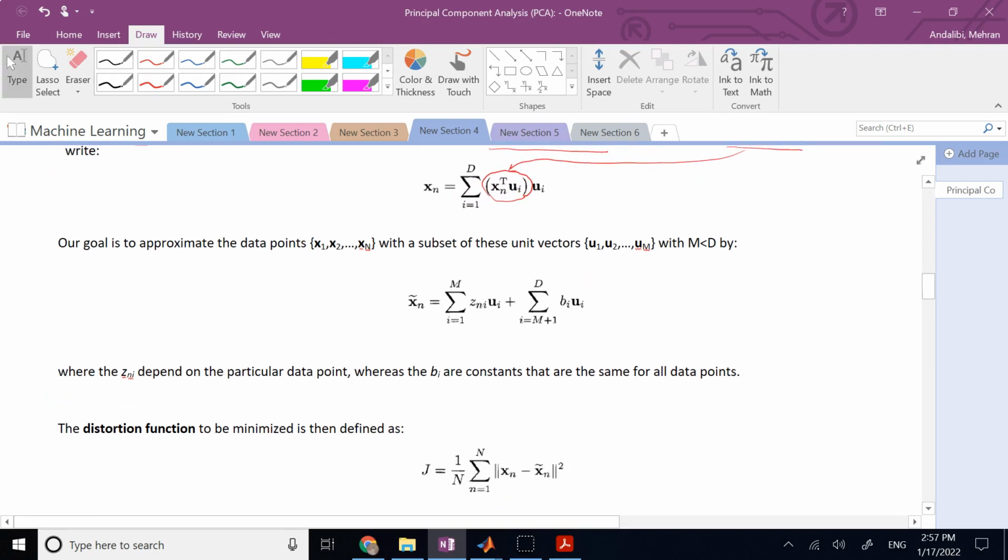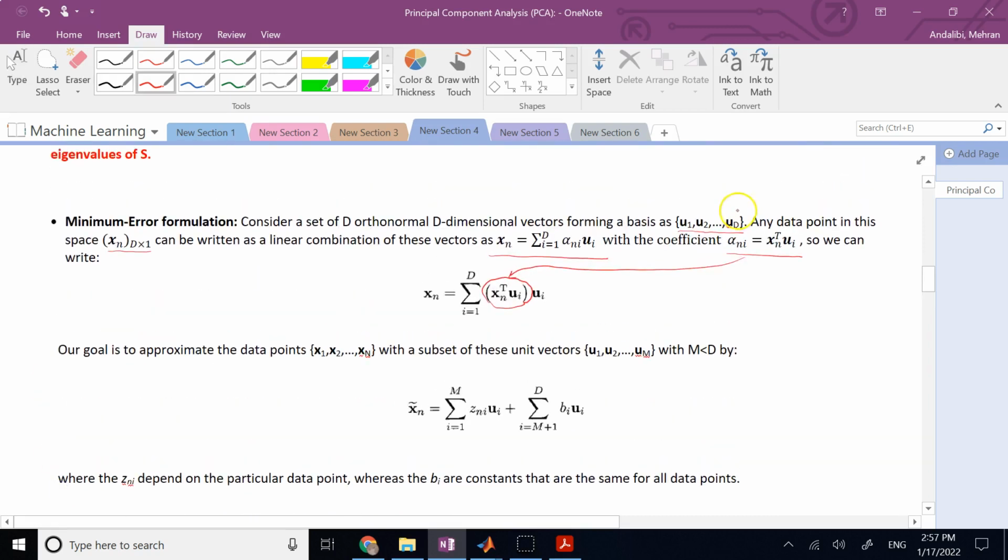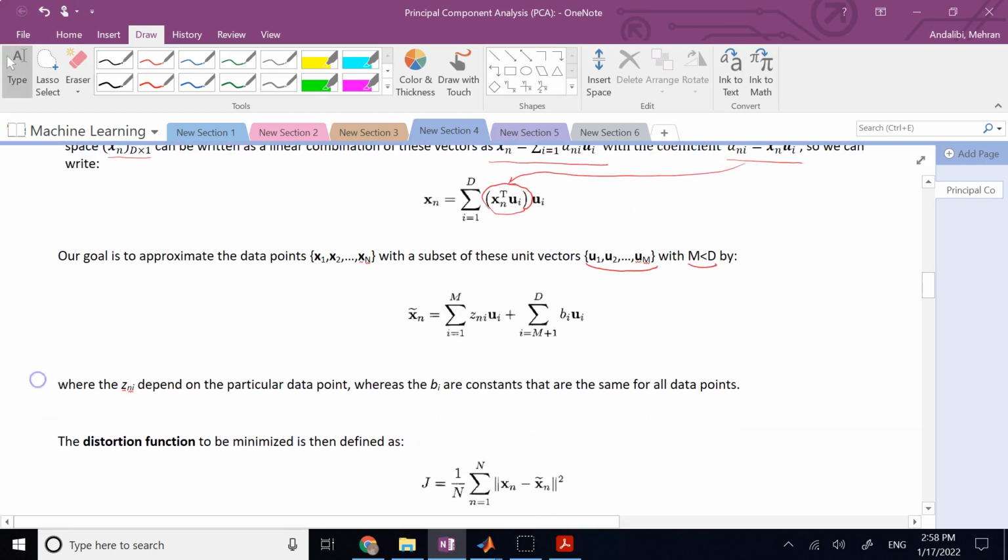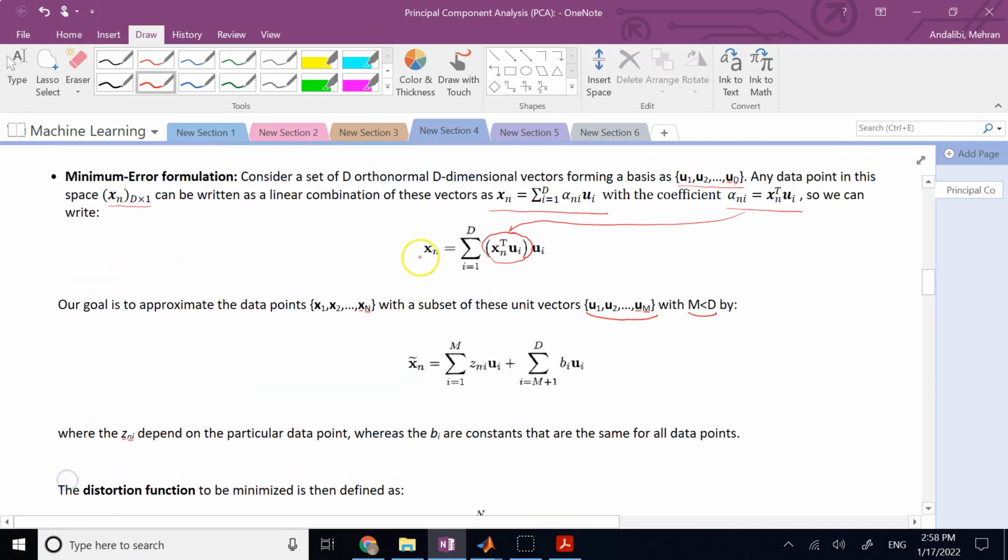Now, what is the goal here? The goal is, instead of using all of these u's and the projection with all of these u's, we are going to use only a subset of the basis, where instead of u1 to ud, I have u1 to um, and m is less than d. Using these, can I still write the data xn?